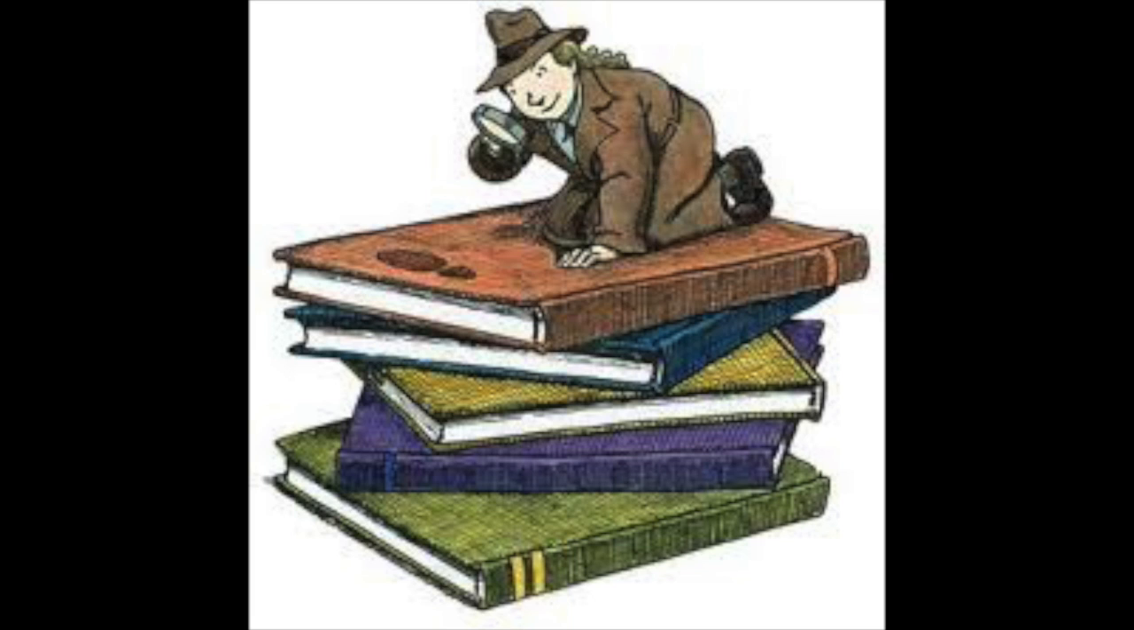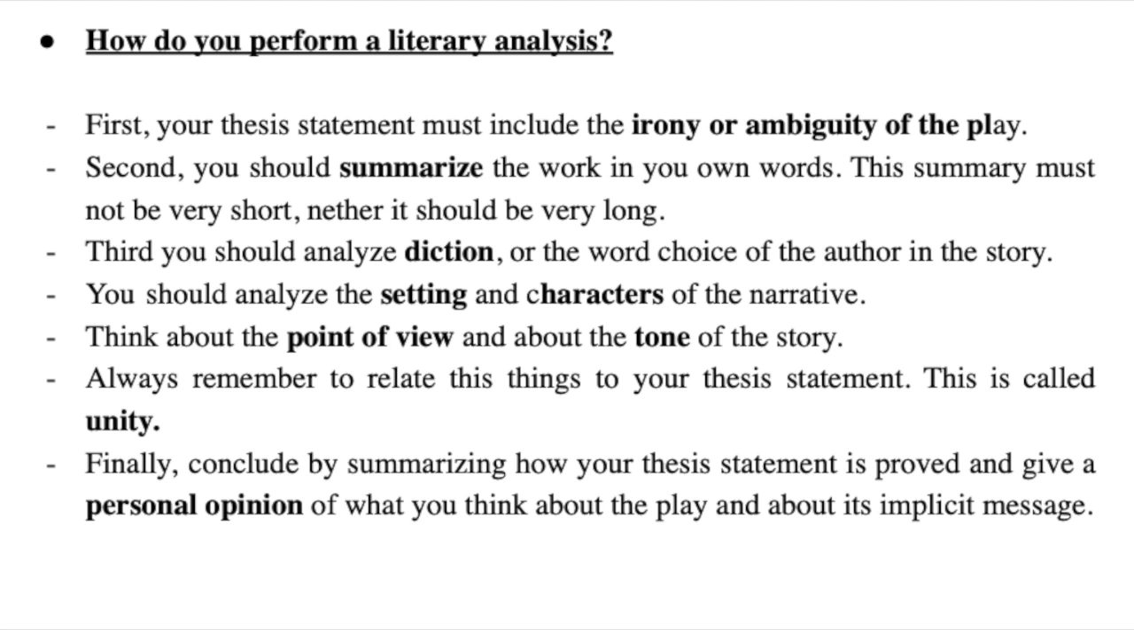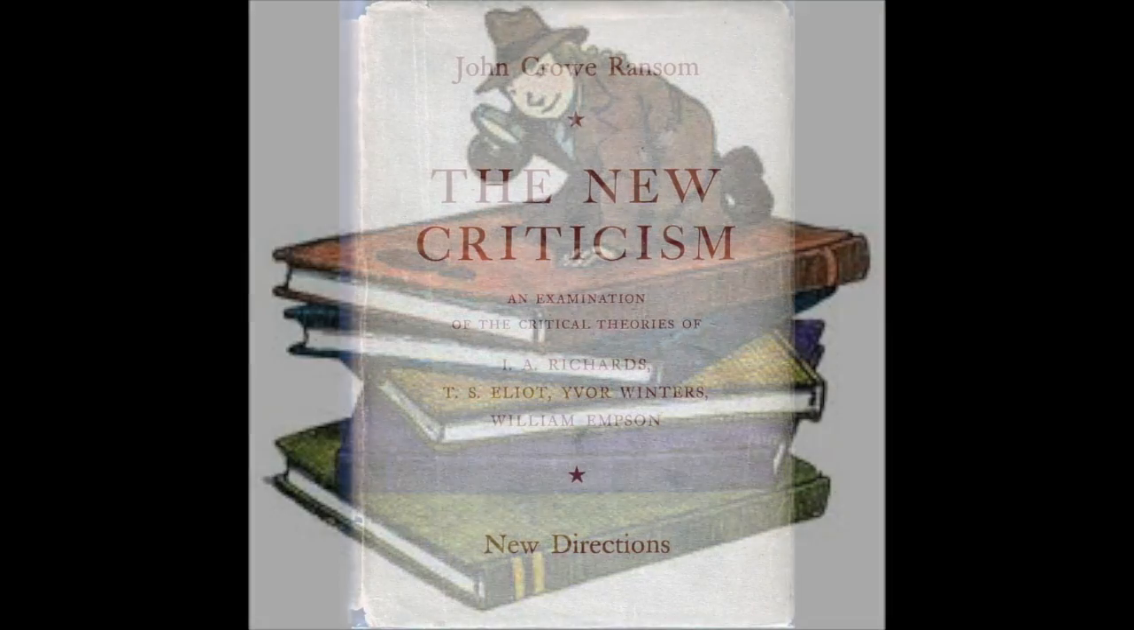Basically, we consider that the first thing you should do when analyzing a text is to include a thesis statement which has the implicit meaning of a work. Second, a summary of the reading which is concise but explains very well. Then you should analyze the diction, then the setting, the characters, the point of view, and finally you should conclude by giving your personal opinion on the story's meaning. Also, you have to remember that all this has to have unity, which means all this has to be related with the thesis you perform.